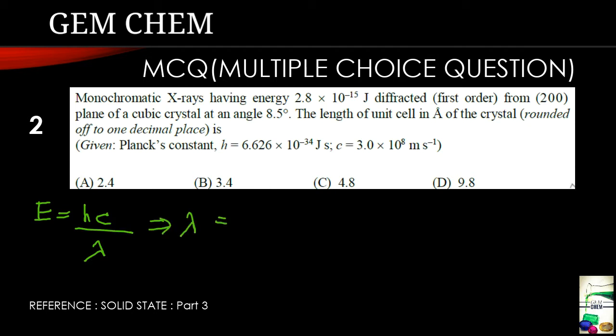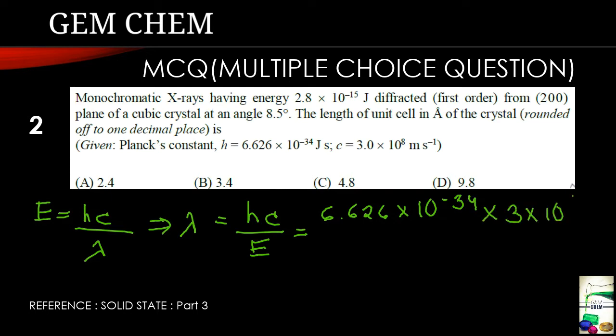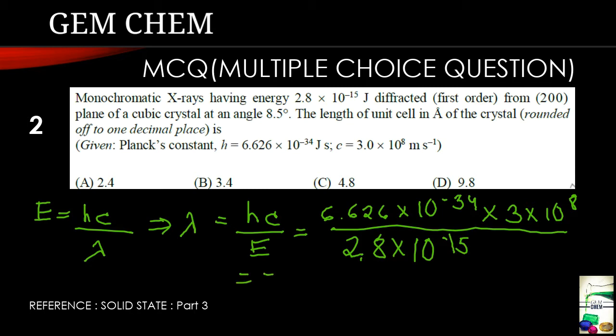So what will be the value of lambda? It is hc by E, and it is equal to 6.626 into 10 to the power minus 34 into 3 into 10 to the power 8 divided by the energy given, which is 2.8 into 10 to the power minus 15. So our answer comes to be 7.09928 into 10 to the power minus 11.